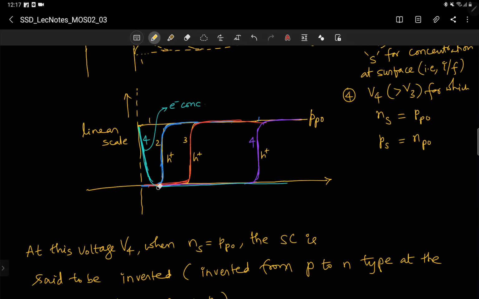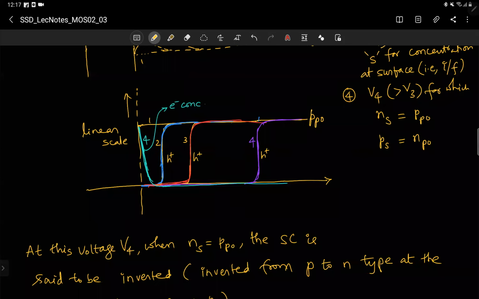Okay, because holes are small in number. This is how you have seen in the PN junction case. If you plot hole concentration and electron concentration on a linear scale, then at the junction region you would see hole concentration going down to 0 like this near the junction. So that is basically indicating depletion of holes. So for the cases of V2, V3, and V4, we have depletion of holes.